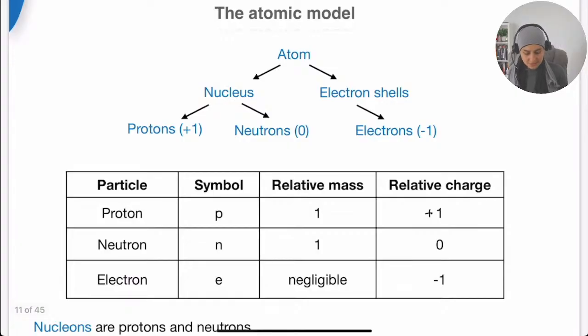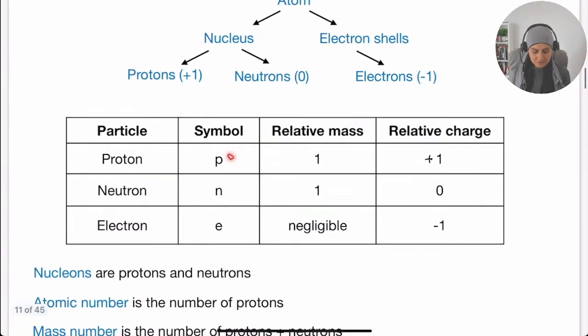An atom consists of nucleus and electron shells. In the nucleus, we have protons, which are positively charged, and neutrons, which are, well, guess what? They're neutral, zero charge. In the electron shells, we have electrons. The proton has a symbol of P, relative mass, so mass relative to something, is set as 1, and relative charge is +1. Neutron symbol is N, relative mass is 1, charge 0. Electron symbol is e or e minus, either way is fine, and relative mass is very small compared to proton and neutron, and relative charge is -1.